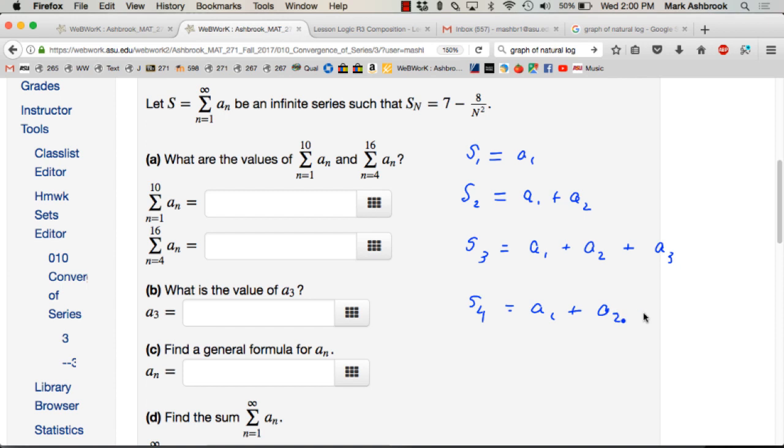Okay, so for this problem, it's really about being confident with partial sums. I'm writing out these individual partial sums here. For instance, S3 would be the sum of the first three terms. That's exactly what a partial sum is. S5 would be the sum of the first 5 terms. Now, they're giving you a formula for the nth partial sum.